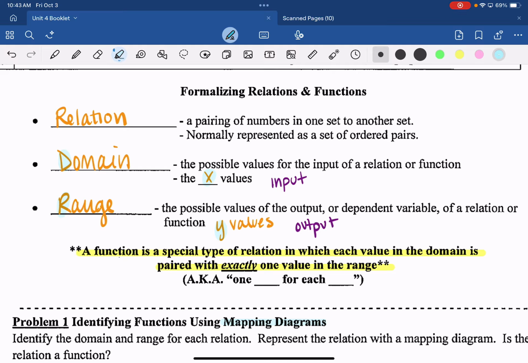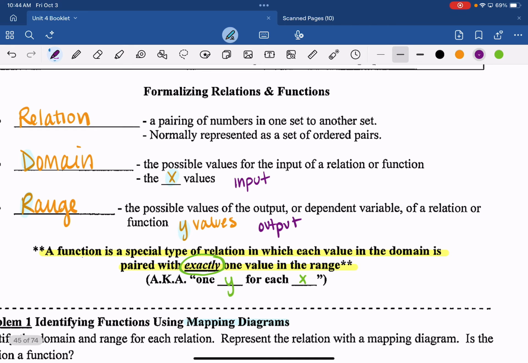This next part that I have highlighted is the key for today. So underline it, circle it, highlight it, whatever you need to do. This is the definition of a function, okay? A function is a special kind of relation in which each value in the domain is paired with exactly one value in the range, okay? So that's the key, is that word exactly. Meaning there's only one y value for every x, okay? So basically our x's don't repeat, okay? We're only going to have one y value for every single x for this to be a function.